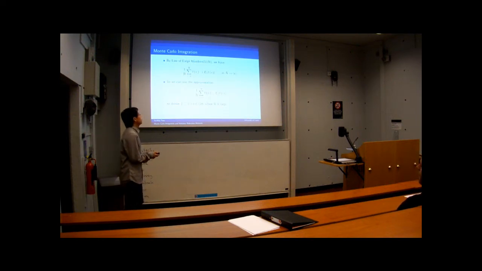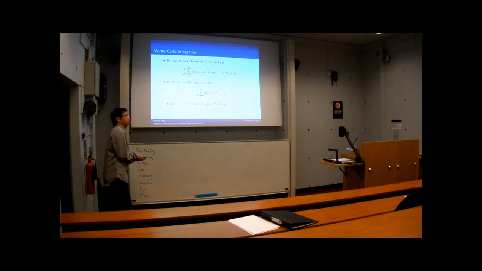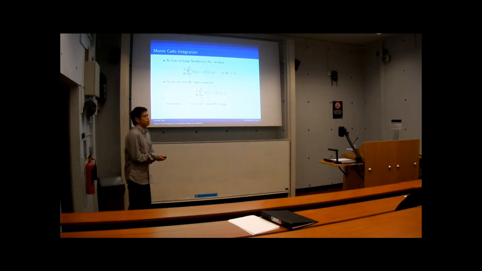By the law of large numbers, we have 1 over n times the summation from i equals 1 to n of f(Xi) tends to the expectation of f(Xi) as n tends to infinity. So we can use this approximation: 1 over n summation of f(Xi) will tend to the expectation of f(X). So we can use this approximation to derive the integral of f(x) p(x) dx when n is large. This is the Monte Carlo integration.